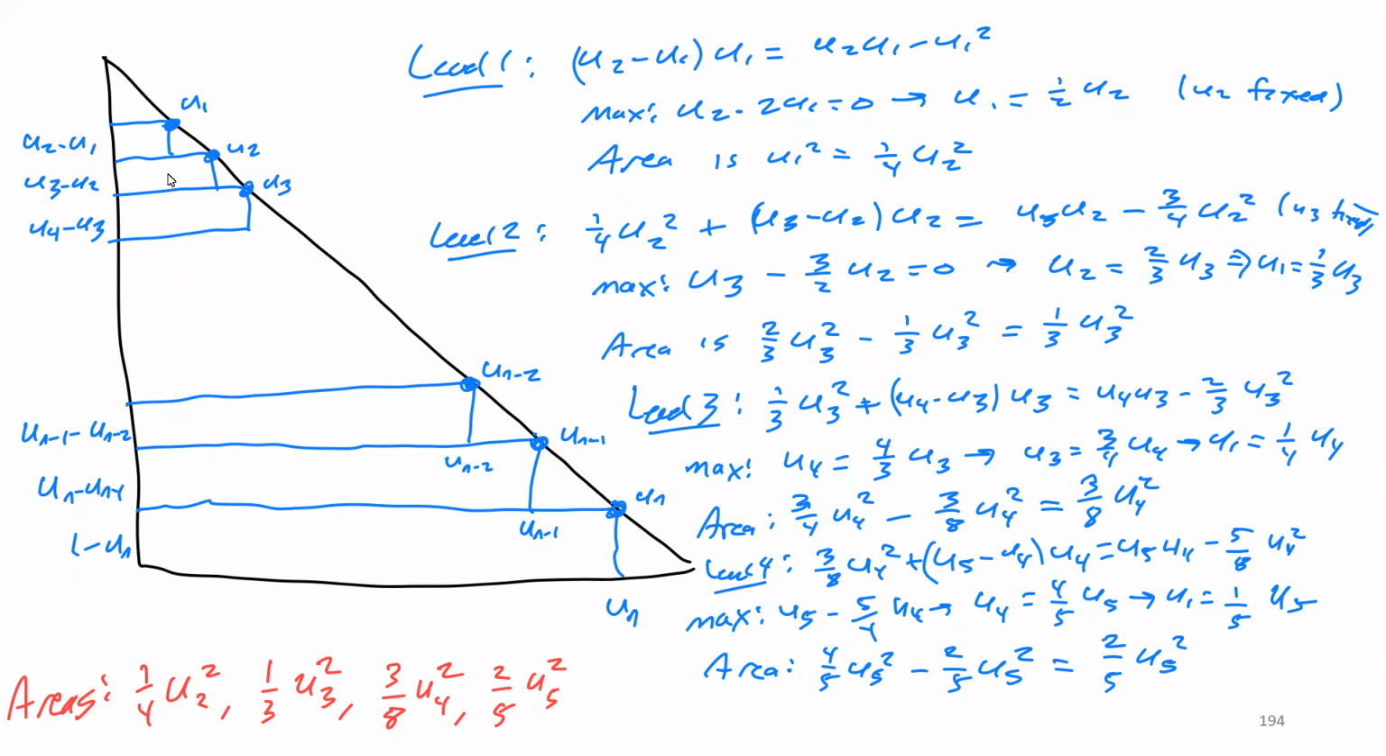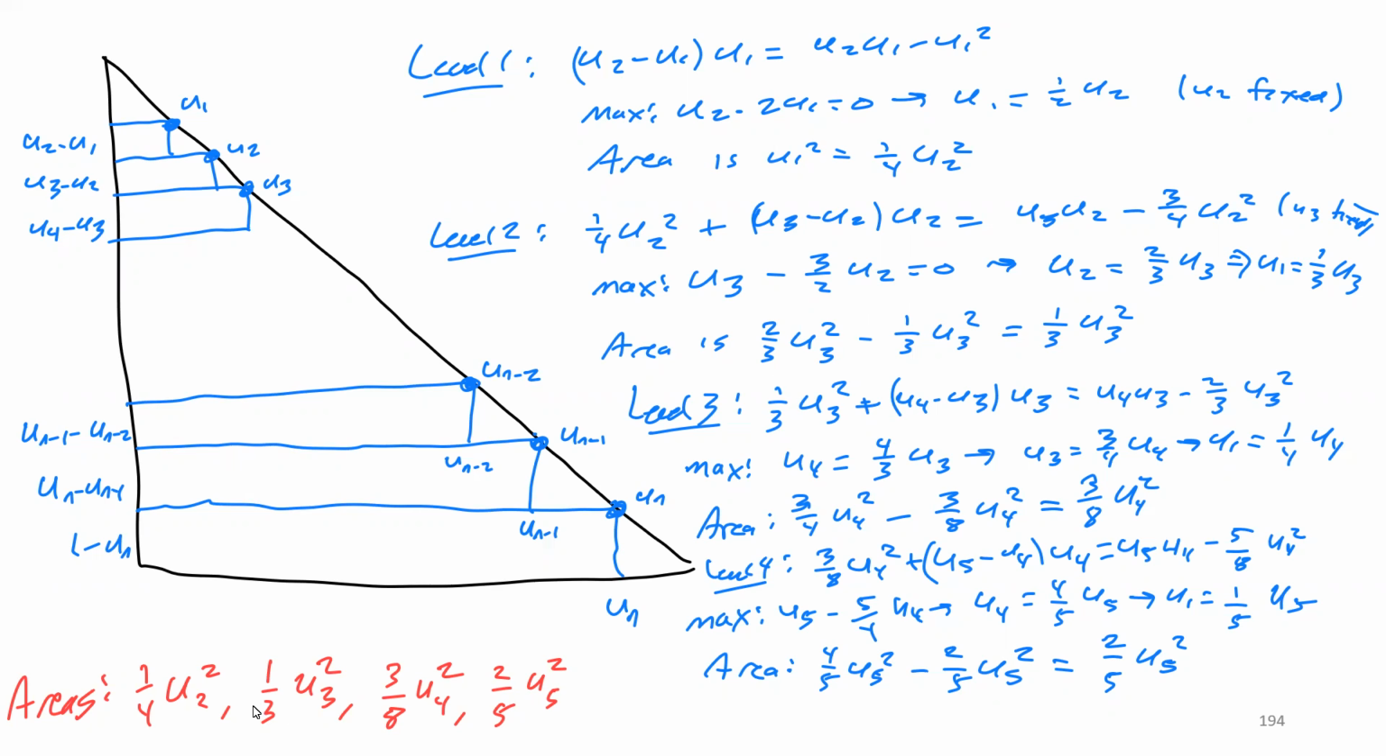We now look at adding the next one. The area with two levels would be the 1/4 u_2 squared from before, plus (u_3 minus u_2) times u_2. That's always going to have a second term looking like that. We expand things out: u_3 u_2 minus 3/4 u_2 squared. That comes from taking the 1/4 u_2 squared and subtracting off the u_2 squared. We take the derivative, set it equal to 0, and we get u_2 is 2/3 u_3. So u_1 is 1/3 u_3. We're beginning to see a pattern: 1/2 u_2, 1/3 u_3. The area of those two pieces is 2/3 u_3 squared minus 1/3 u_3 squared, or 1/3 u_3 squared. And that's the 1/3 u_3 squared term here.